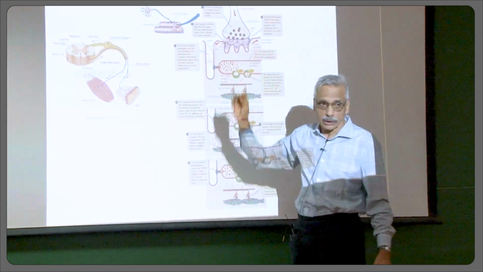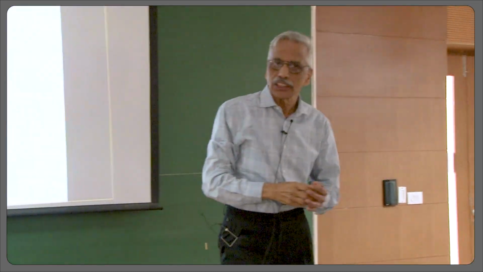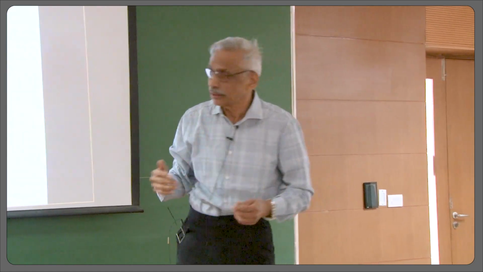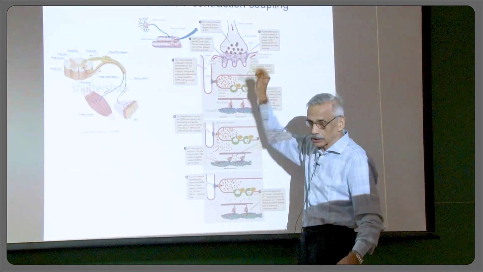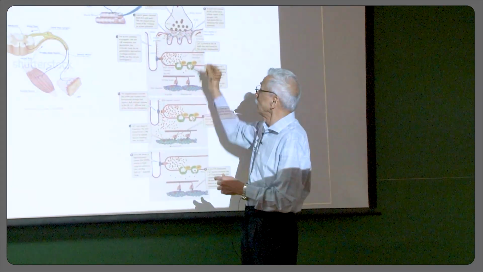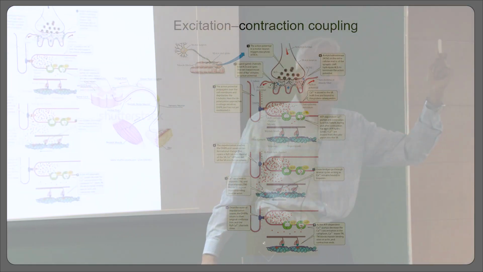And when the action potential arrives on the presynaptic side, there are voltage gated calcium ion channels. The calcium will enter and it will mobilize trafficking, and the synaptic vesicles will go and merge with the plasma membrane by the process of exocytosis.